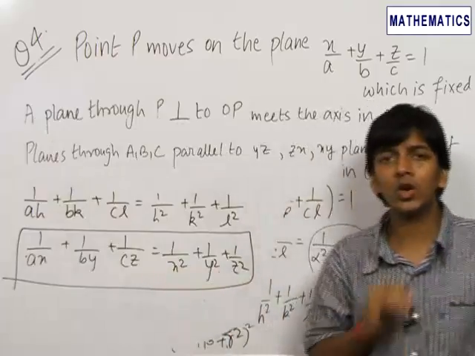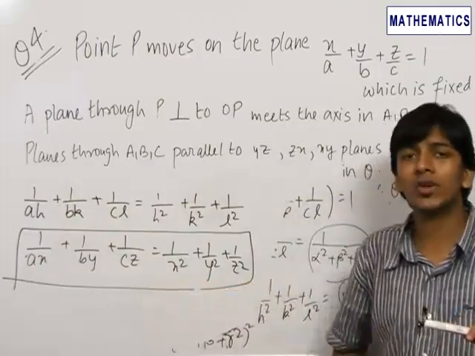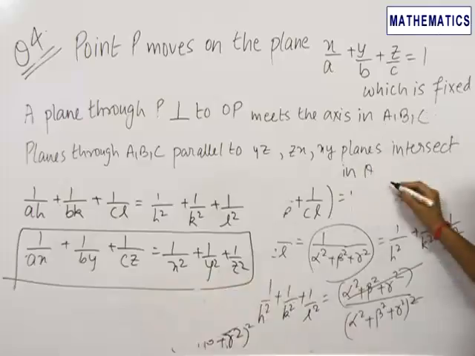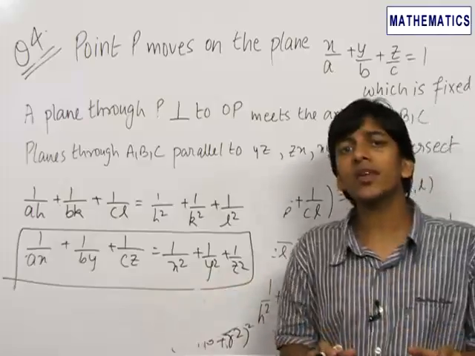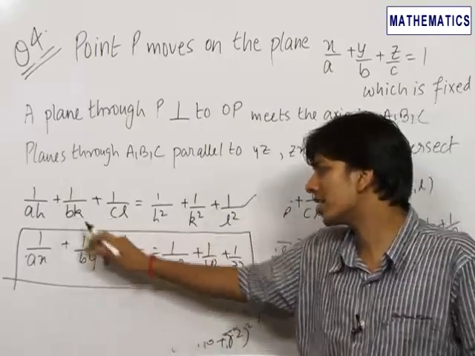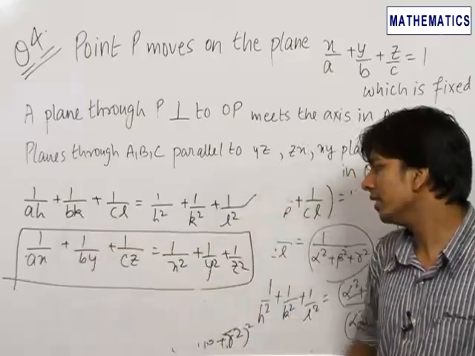So what you learn is that in locus questions, you always assume the coordinates of the moving point to be equal to HKL. You form equations, you eliminate the variables. Now after all the variables are eliminated, you substitute H by X, K by Y and L by Z to get the final answer.